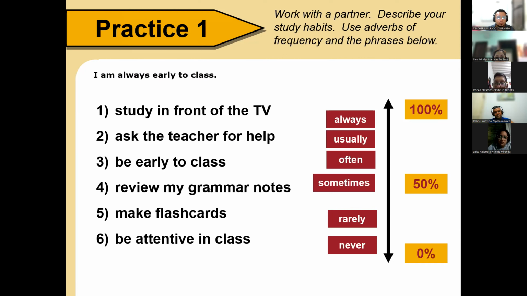Okay, what about the number four? It says review my grammar notes. How often do you review your grammar notes? I sometimes review my grammar notes. Nice. I sometimes review my grammar notes, right? Yes. Some of you can say rarely or hardly ever. Or some of you can say usually. Okay. Good. What about the number 5?